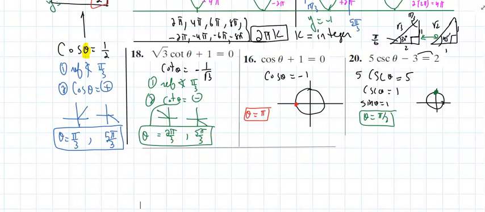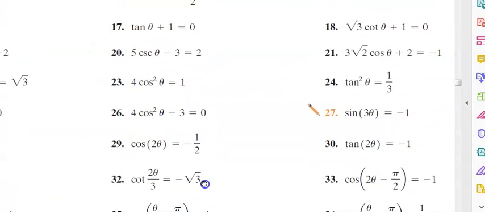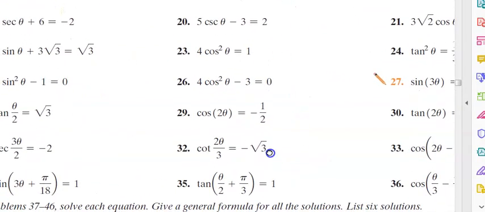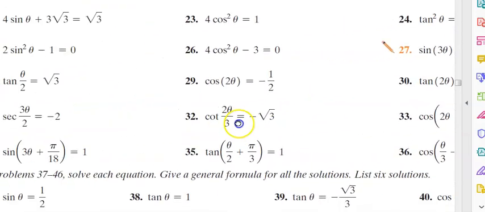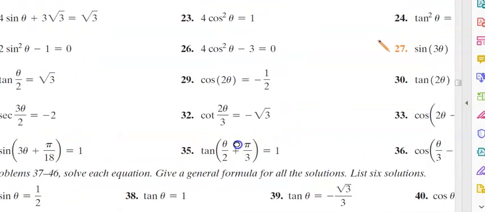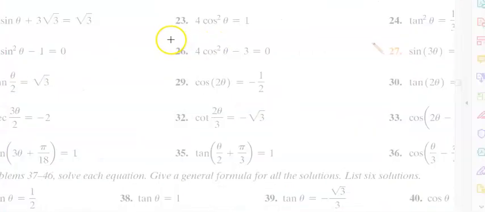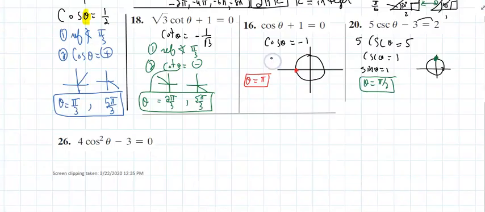Now, I want to do a couple more if I could. That would be great. And I want to tackle problem number 20. I was going to do 25. I was going to do number 26 now. Okay, well, let's see how this plays.